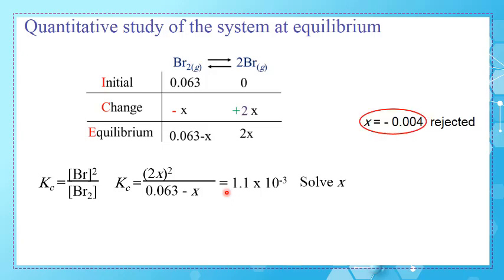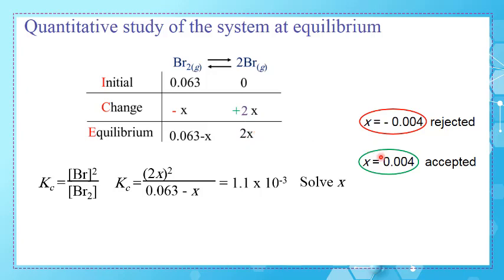Actually, upon solving for x, you will find two values, this one and this one. Pay attention. In this case, x cannot be negative. So this value is to be rejected and this is to be accepted. Why can't it be negative? Because after all, the quantity of Br is increasing. So x is positive here.